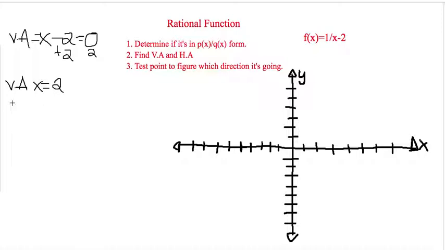Okay, now we got to find our horizontal asymptote. For the horizontal asymptote, you got to look at the denominator and numerator, and then you got to look at the highest degree. So the numerator doesn't have a degree, right? It just has a number. But the denominator has an x minus 2, and we look at the x. Since the top doesn't have a degree, we call this bottom heavy. And when it's always bottom heavy, it's always 0.